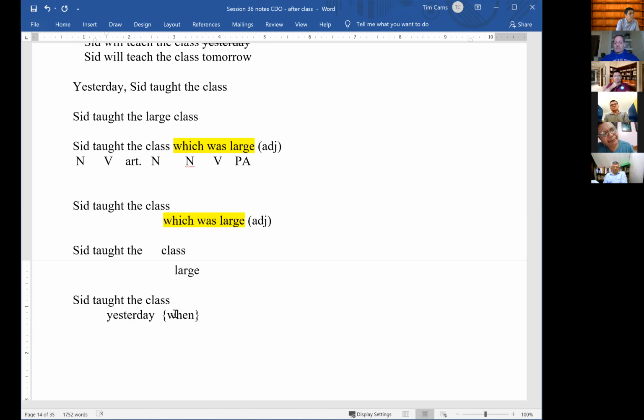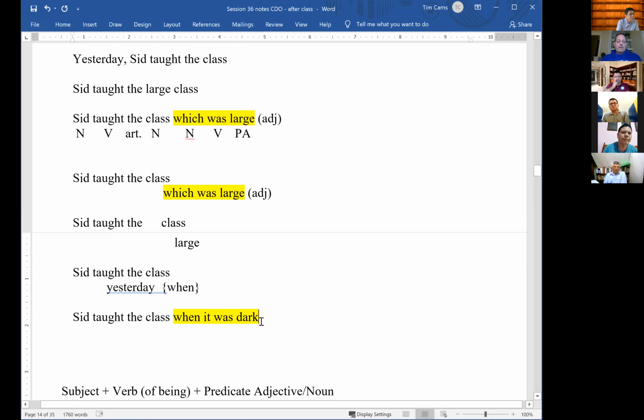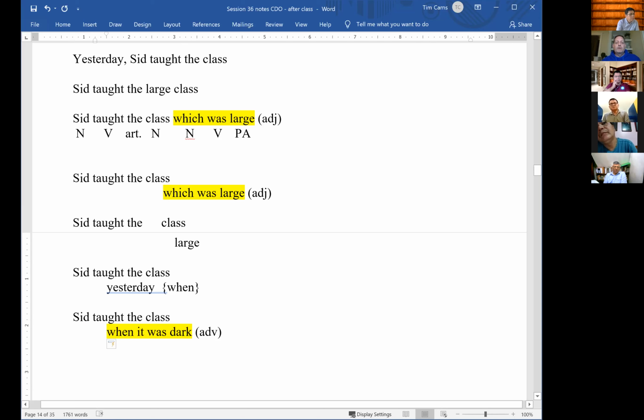Now, what if I had said Sid taught the class when it was dark? Now, again, I've got a clause. It's a dependent clause. It can't stand by itself. And it, as a whole, is functioning as an adverb, because it's telling us when he taught. So I'd put it under taught.